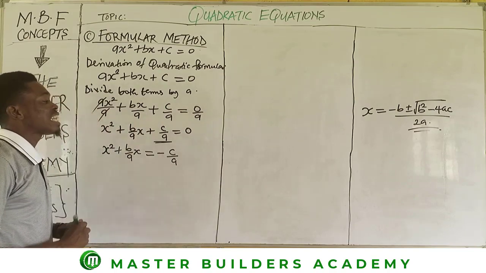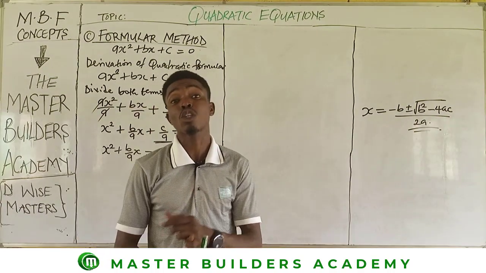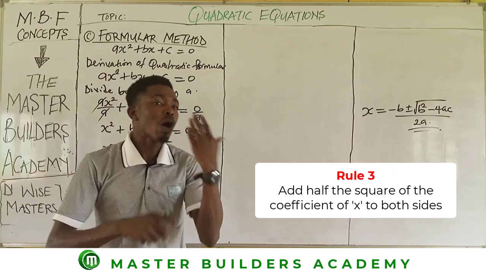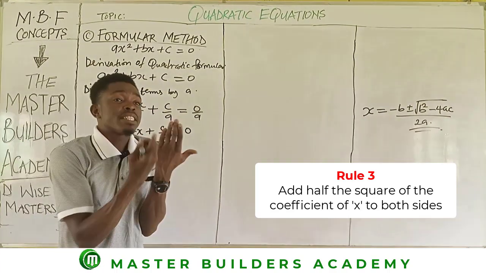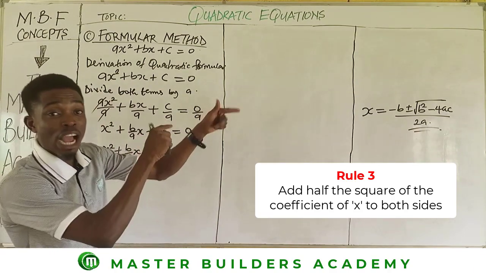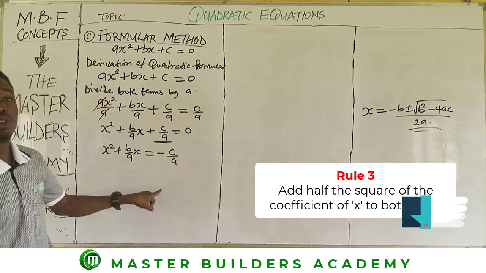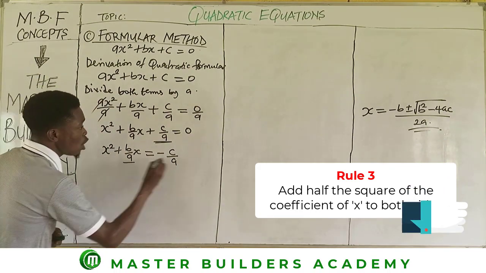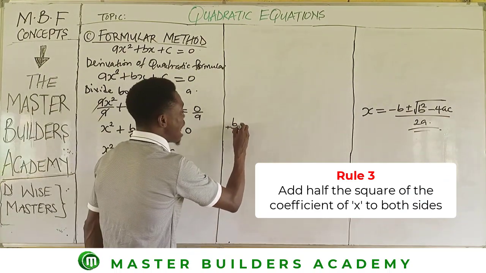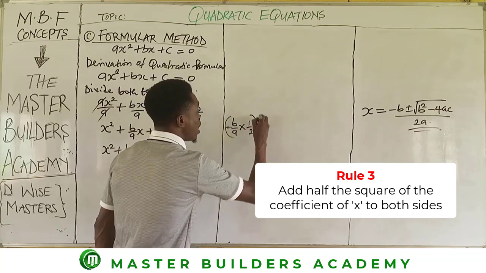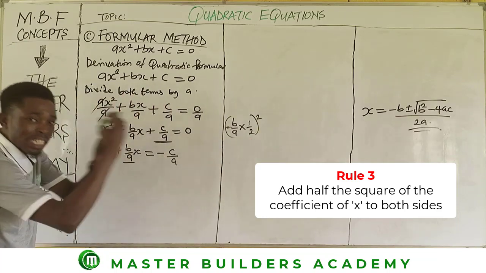Now the step number 3 states that we will need to add half the square of the coefficient of x to both sides. So what we need to do first is to identify the coefficient of x. If we need to add half the square of the coefficient of x to both sides, what is the coefficient of x at this point of this equation? The coefficient of x here is b over a. And what's half of it? The half of this is times 1 over 2. And what's the square of it? We are going to be adding this term to both the left hand side and the right hand side.